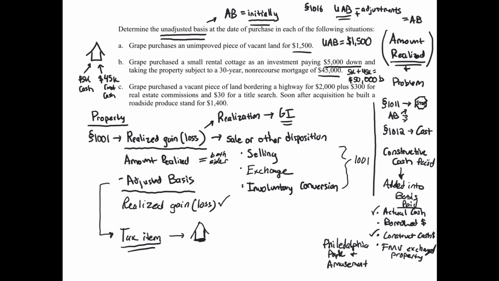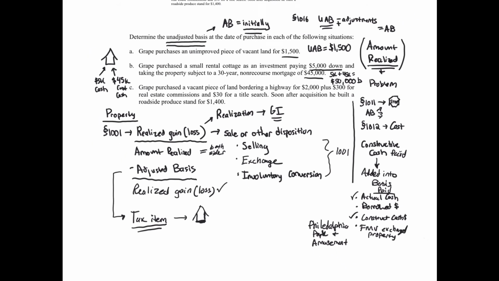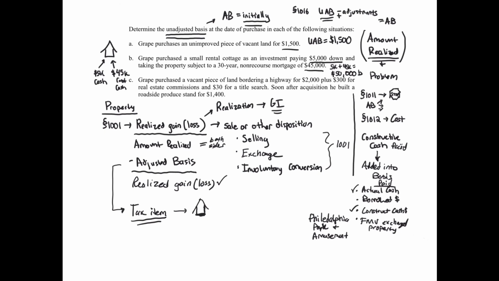Okay, we got one more to do. C. Grape purchased a vacant piece of land bordering a highway for $2,000, plus $300 for real estate commissions and $30 for title search. Soon after acquisition, he built a roadside produce stand for $1,400 cash. So this one, we've got some interesting things. Let's zoom out a little bit, give ourselves a little more space, because we're going to need some space to draw this. Okay, so what's going on here? And we have to think of the entire transaction. Again, we're focusing on the unadjusted basis.